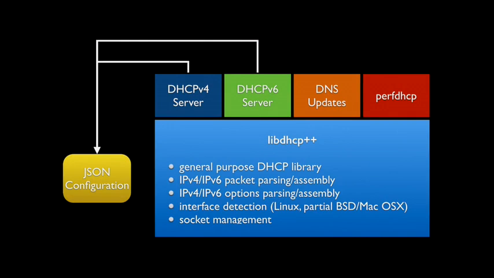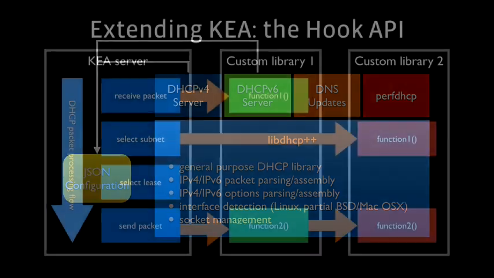The base layer is a C++ library called libDHCP++, which is basically a general purpose library to parse and assemble DHCP packets in V4 and V6. There is support for interface detection and socket management, so basically whatever you need to write the proper UDP server and start receiving traffic. And the configuration file is no longer a file with its own DSL. It's just normal JSON. You can use Chef to produce it and stuff.